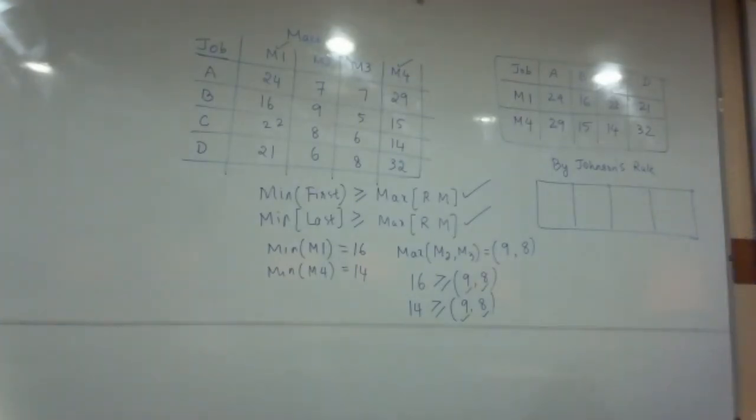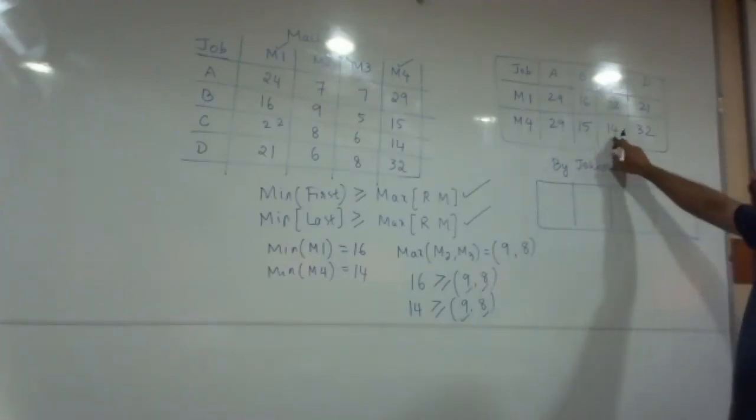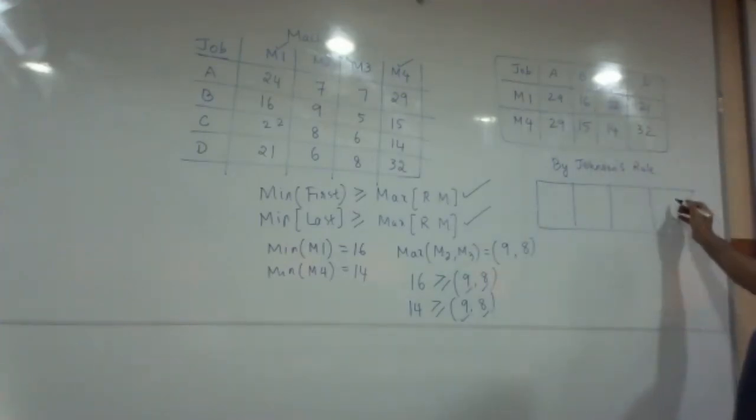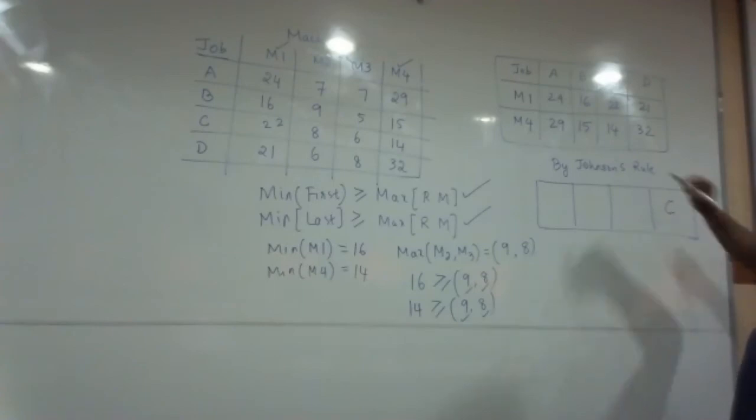Yes. Okay, which is the lowest value here? 14 is the lowest value. Okay, so job C will come here first. Okay, next.